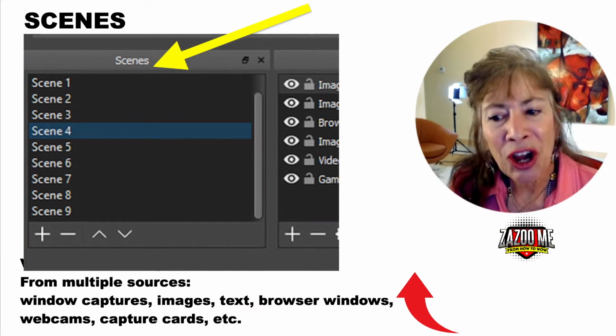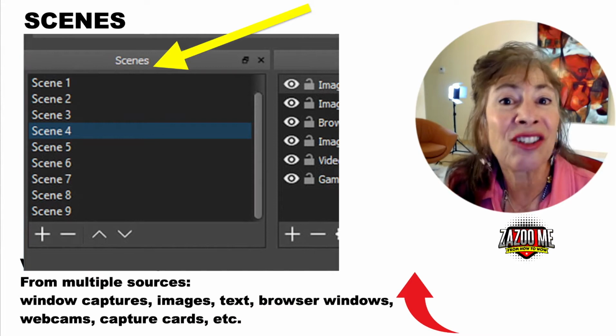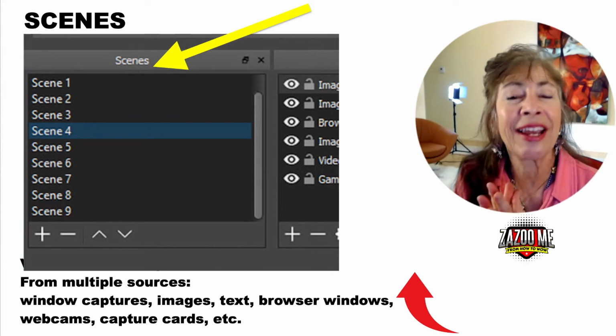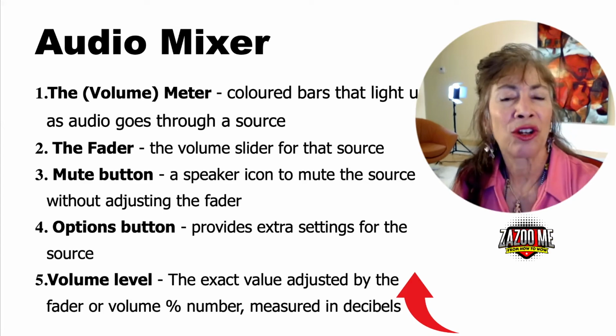A scene can show your window captures, different images. It can show text. It can show browser windows, which I just showed you. It can show webcams or capture cards. There are many different things that you can do.